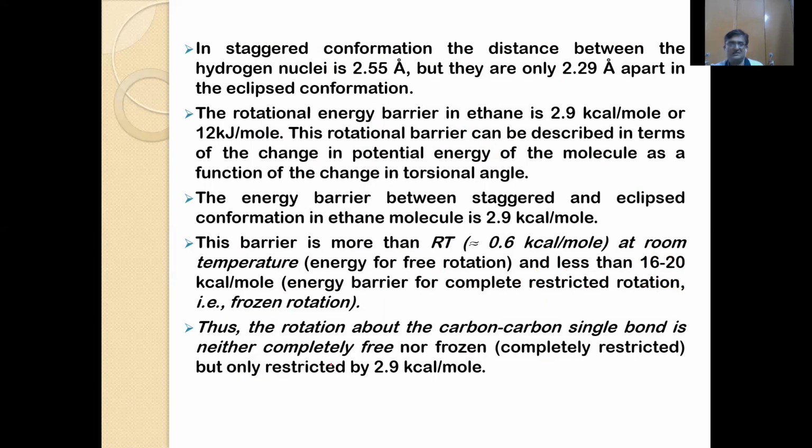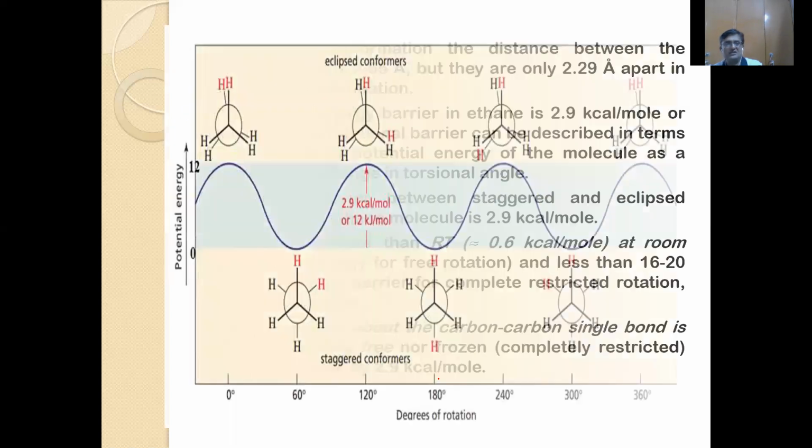But in fact, in the ethane molecule, the carbon-carbon single bond undergoes free rotation, restricted only by 2.9 kilocalories per mole. So that means it is neither completely free nor does it undergo completely restricted rotation. However, free rotation leads to conformational analysis.